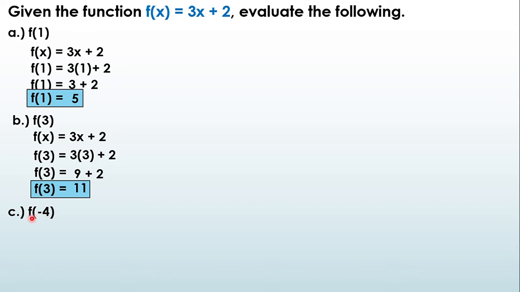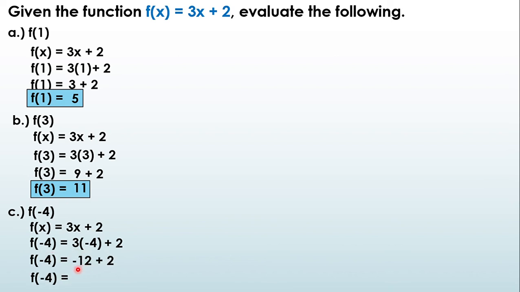Next, for letter C, f of negative 4. So, f of x is equal to 3x plus 2. Replace x by negative 4. So, we have f of negative 4 is equal to 3 times negative 4 plus 2. So, f of negative 4 is equal to 3 times negative 4, we have negative 12 plus 2. So, f of negative 4, that is negative 10.